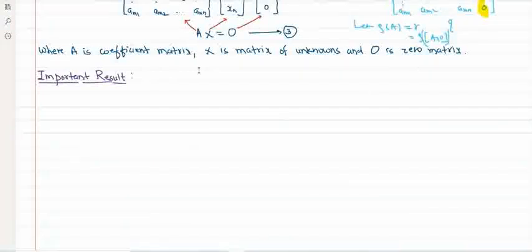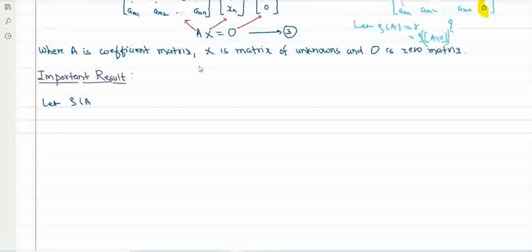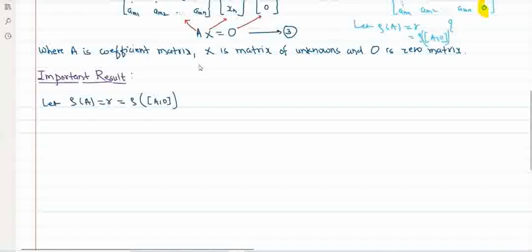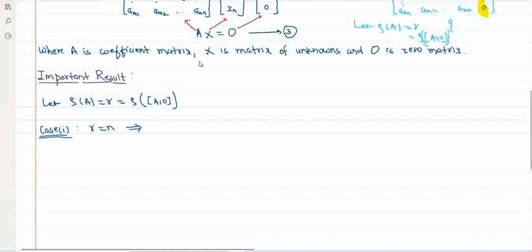Okay. Now next one. Here suppose I will assume, let the rank of the matrix A be equal to r, and if required you can write rank of A0. Case 1: again you have to consider two cases. Case 1, if r is equal to n, recall the case from the non-homogeneous system. If r is equal to n, then what is the case?